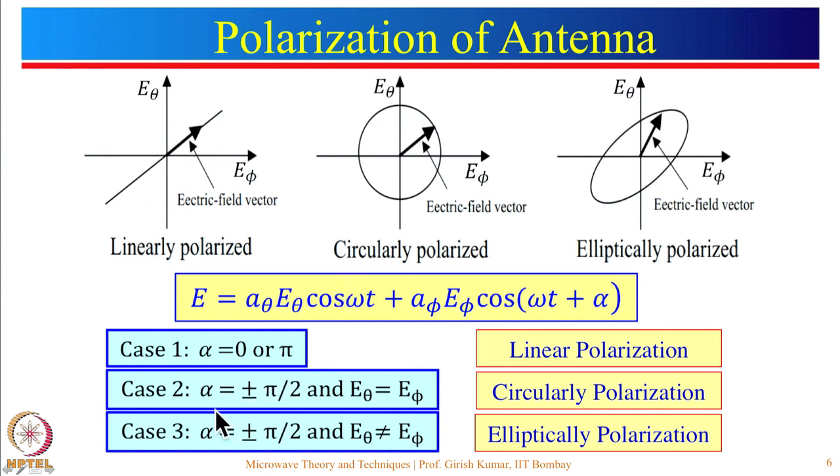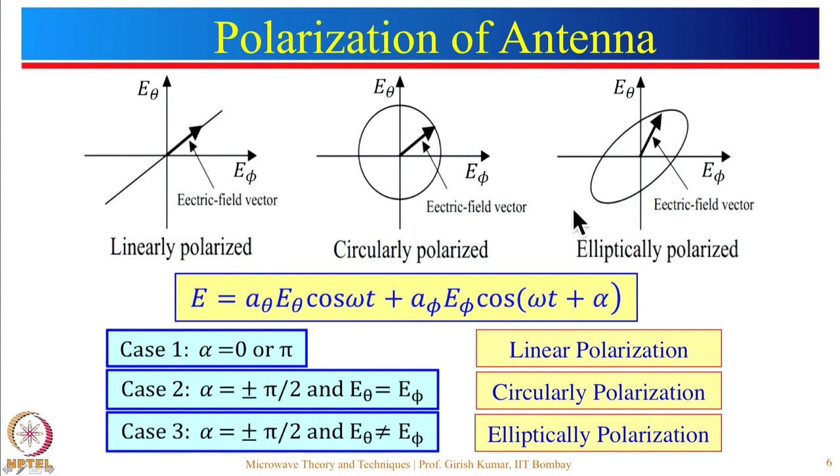In case when alpha is plus minus pi by 2 and E theta is equal to E phi, then what will happen? This is E theta and this term will be equal to this term over here. And then we can say omega t now is plus minus pi by 2. So this expression will become sine omega t. So this is cos omega t, this is sine omega t. And if we plot that, we will get circular polarization. If E theta is not equal to E phi, in that particular case, we will get elliptical polarization.